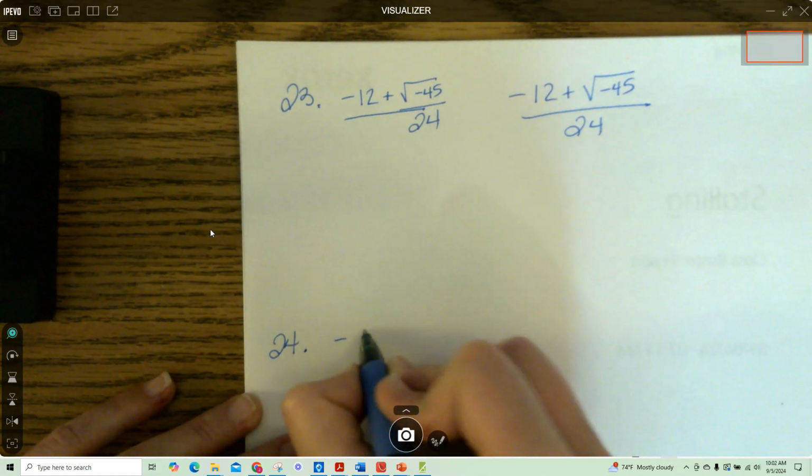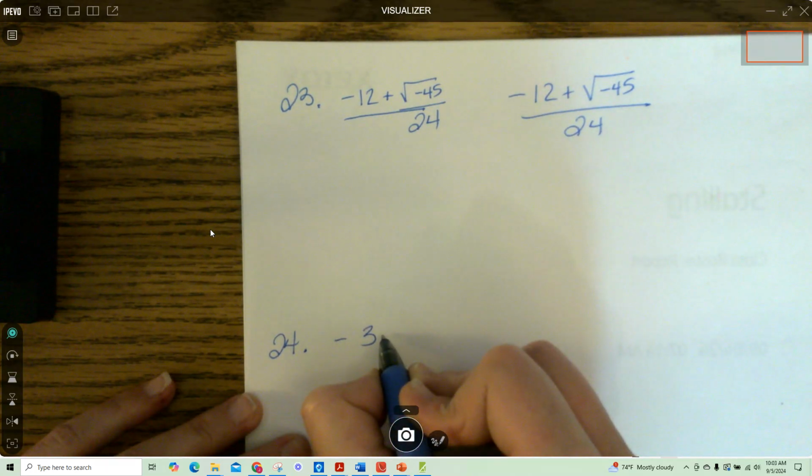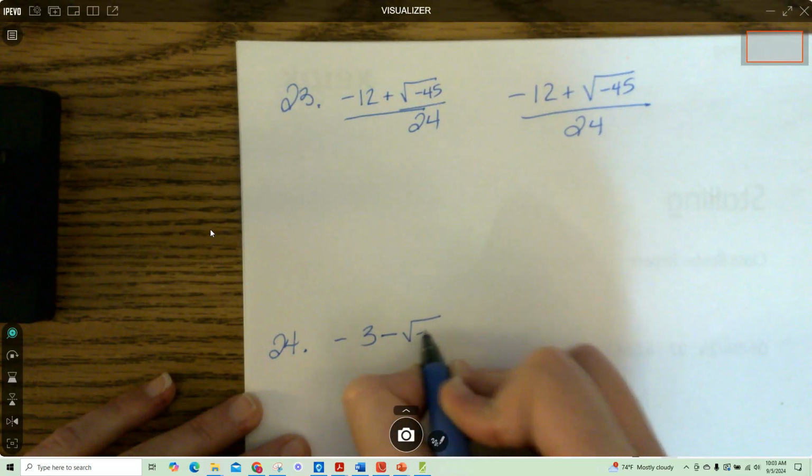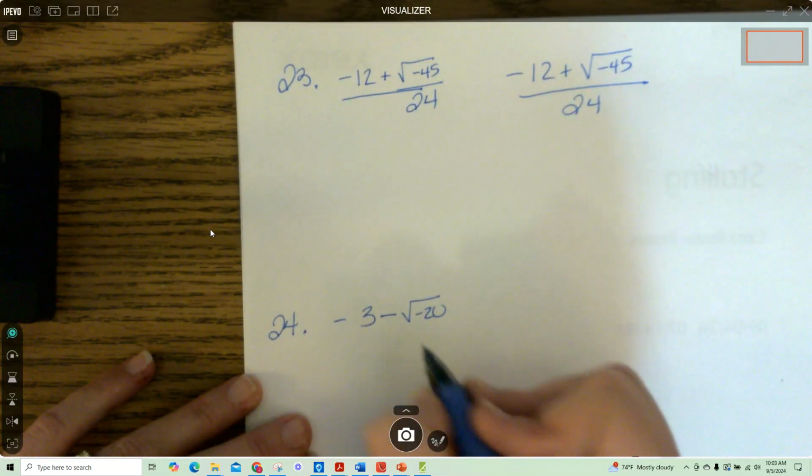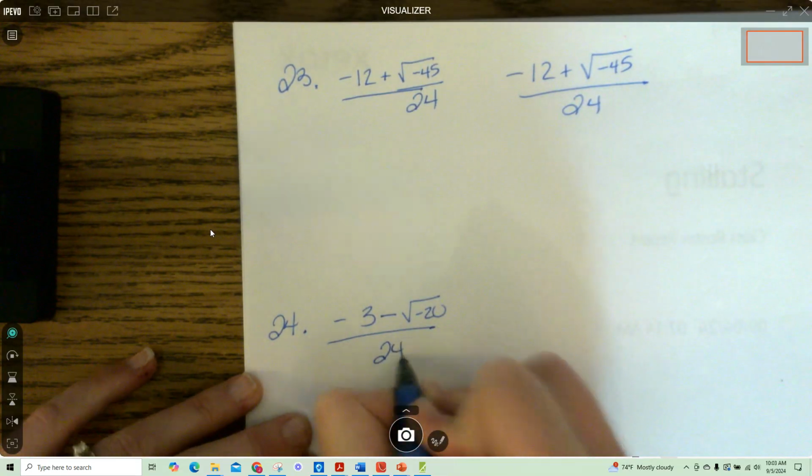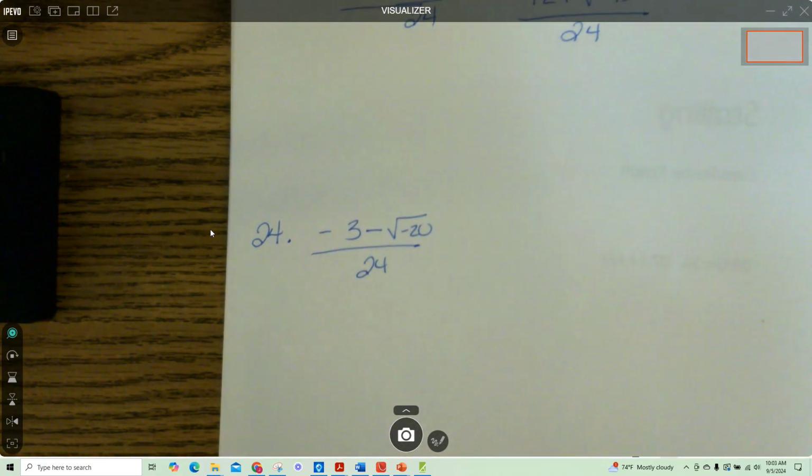Okay, Shelby, what's your 24? Negative 3 minus the square root of negative 20. Wait, minus the square root of negative 20. Yes, ma'am. Over 24, the whole thing. Okay. I'm just going to go right back up here to the top and get through as much as I can.